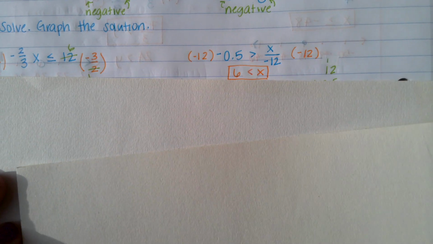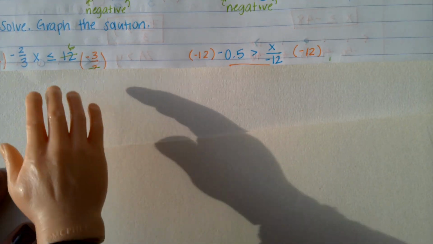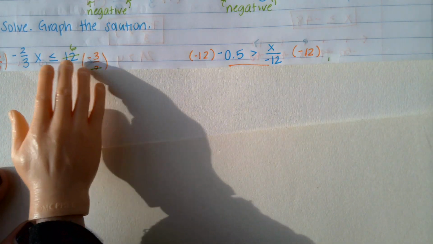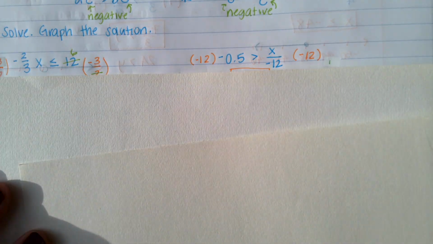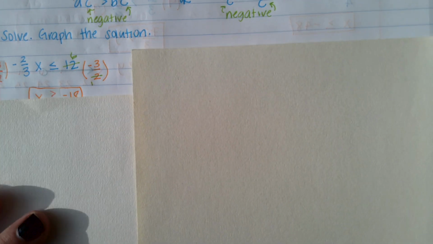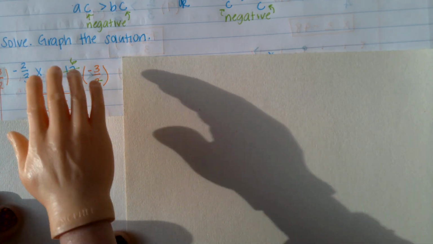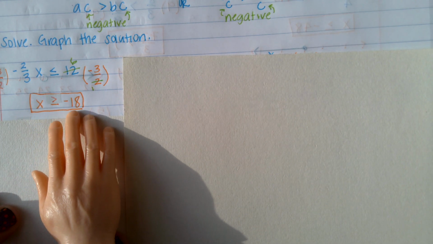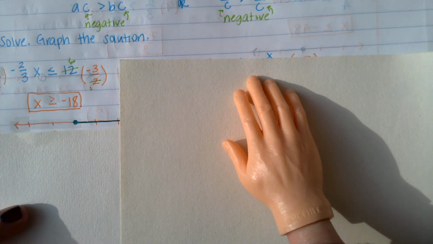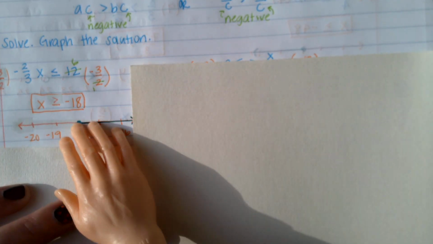So here we have negative 2/3 x is less than or equal to 12. To divide by the fraction, multiply by the reciprocal. And in multiplying by a negative 3/2, it makes the symbol switch directions, so now it is x is greater than or equal to negative 18. And then my graph will be solid, and x is greater, so it goes to the right.